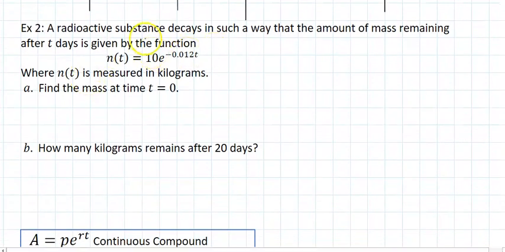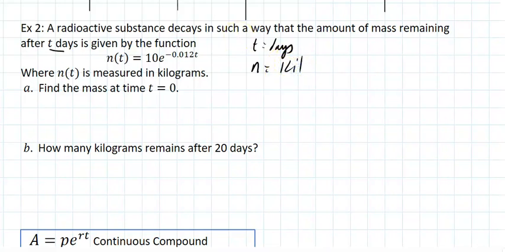A radioactive substance decays in such a way that the amount of mass remaining after t days, so t is the number of days, is given by this function where n is measured in kilograms. Find the mass at t equals 0.